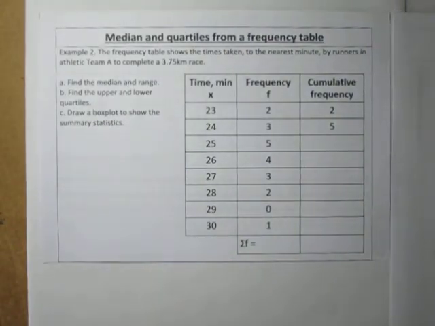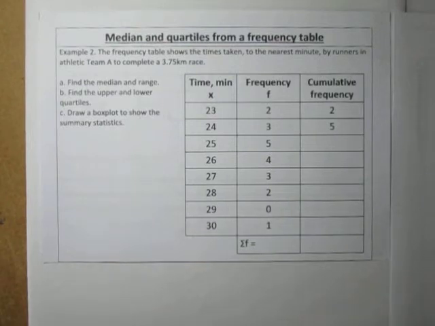So let's look at this example then. The frequency table shows the times taken to the nearest minute by runners in athletic team A to complete a 3.75 kilometre race. So we have to find the median and range, find the upper and lower quartiles, and draw a box plot to show the summary statistics. And we can expect to make a comparison perhaps with another team at the end of it all.